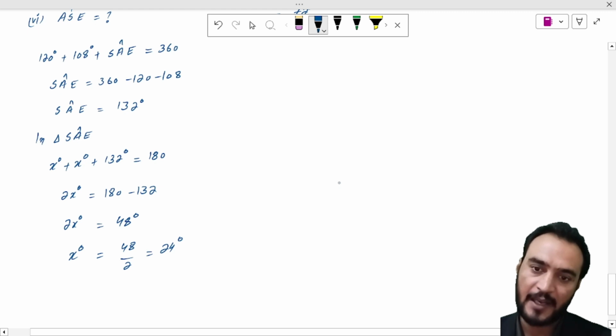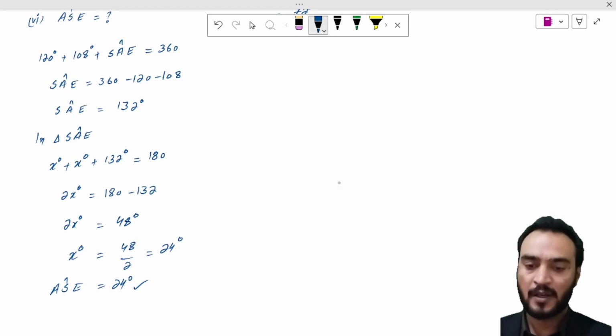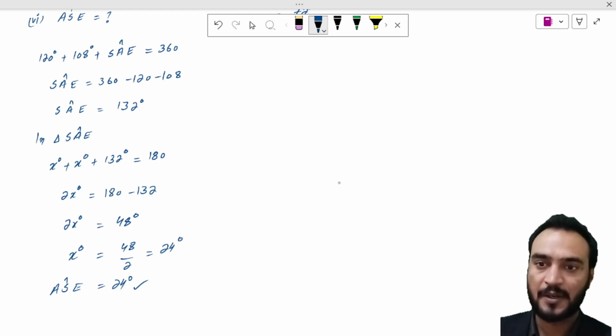Its mean angle ASE is equals to 24 degrees. Hence the question number 13 with all the parts is solved. I hope you understand that question.